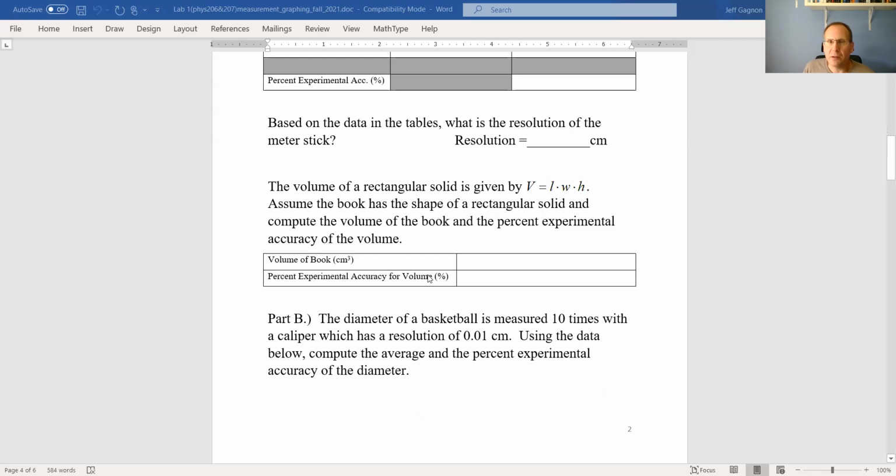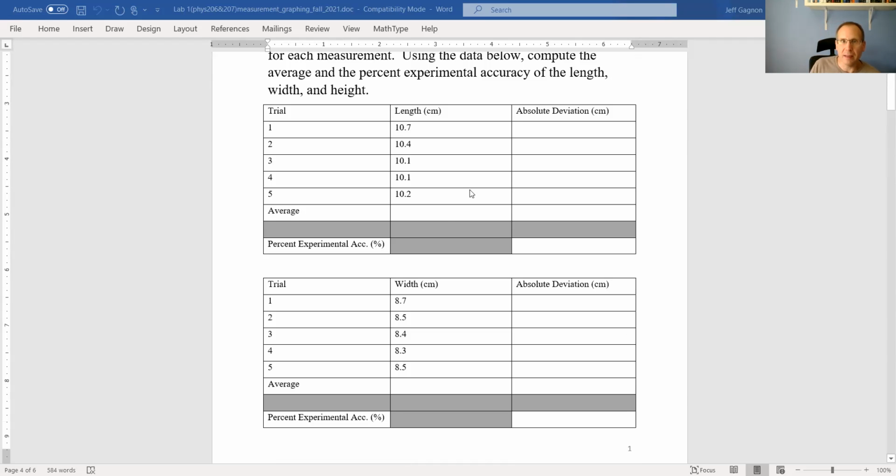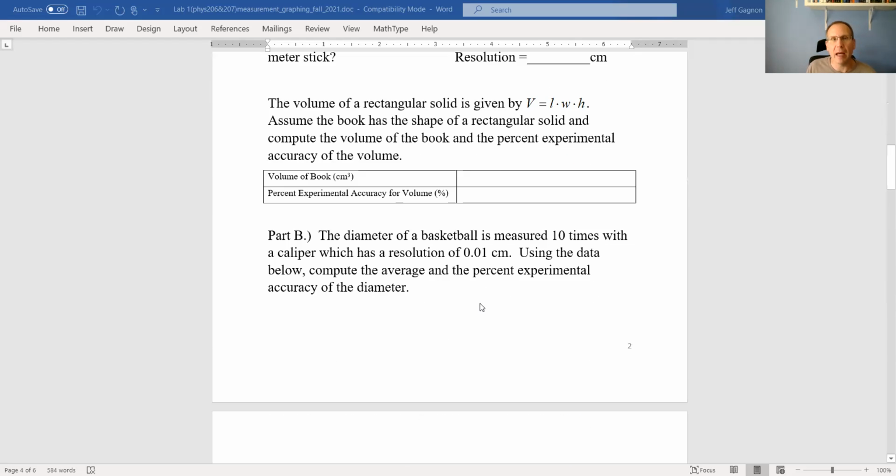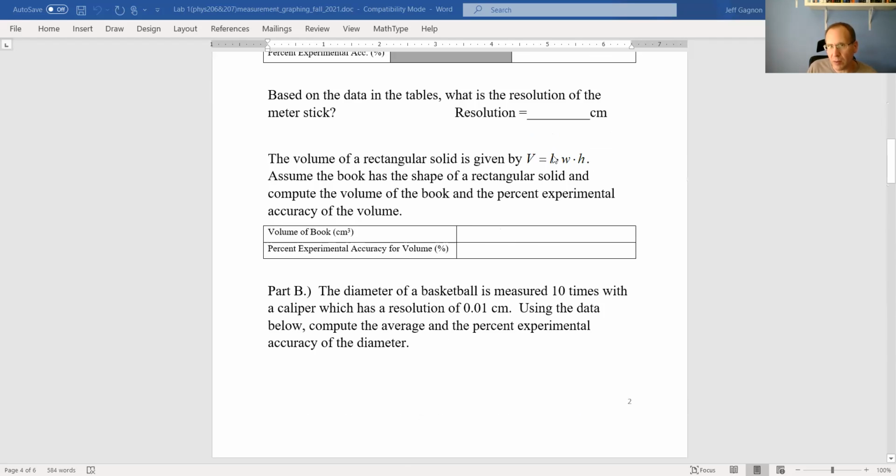Next, I want you to compute the volume of the textbook, assuming that it's like a box, which is called a rectangular solid. We know that the formula for the volume of a box is length times width times height. To compute the volume, all you're doing is taking your average length, which you have in the table here, times your average width, times your average height. That will be the volume of the box. You just multiply those 3 things together. I also want you to compute the percent experimental accuracy for the volume. Now that's a little more complicated.